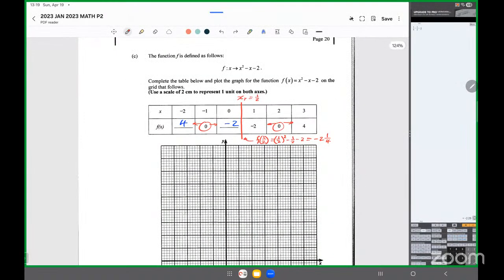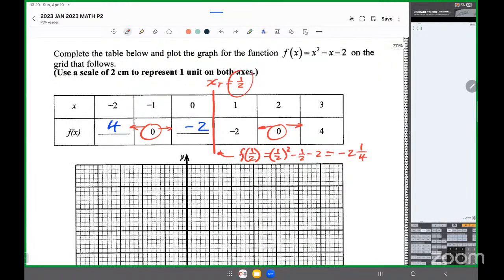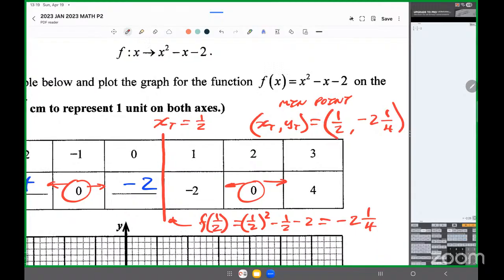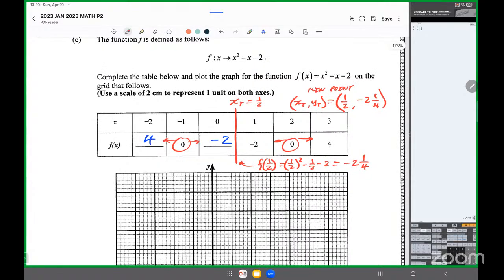So that's my turning point. It means that my minimum point has this and this. And this f of a half is my y_t value. So my minimum point, x_t y_t, is a half and minus 2.25. I've calculated it like this. All right? My minimum turning point.